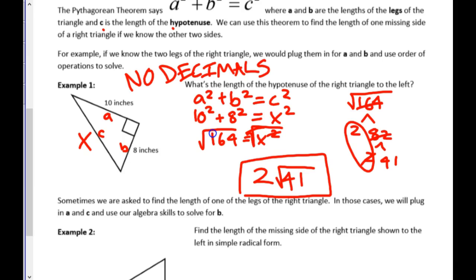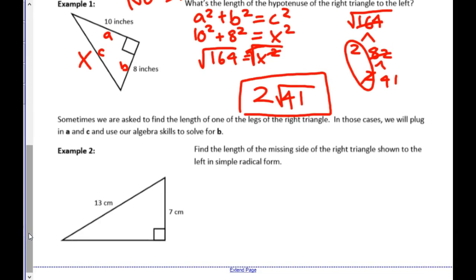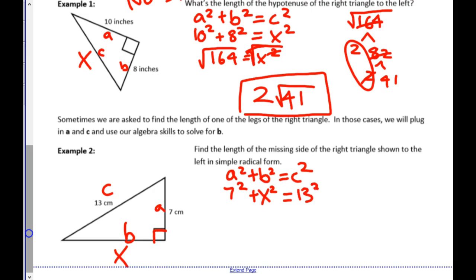Cool. What if, okay, down here, if we're missing a leg, how do I know I'm missing a leg? Here's my right angle. So here's A, here's B. B is missing, that's a leg. But I know C, the hypotenuse. So again, I have my Pythagorean theorem. I got 7 squared, but B is where the x is. X squared equals C squared. 7 squared is 49. 13 squared is 169.